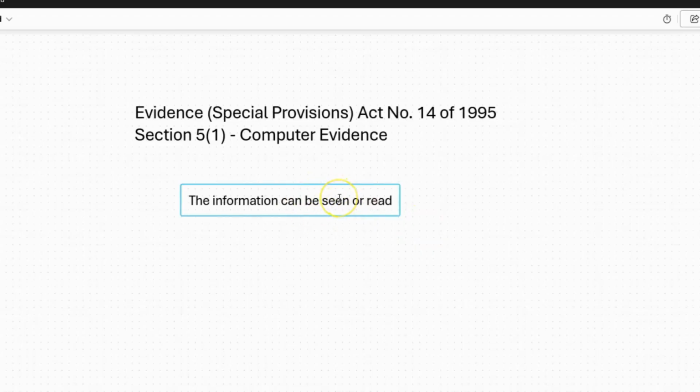This means the computer output must be capable of being perceived by the senses. What are the examples? A printed bank statement, a PDF invoice, an email displayed on a screen. We can't accept a corrupted file that cannot be opened as an example.